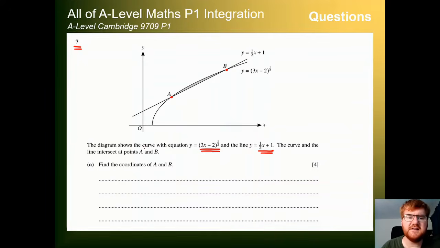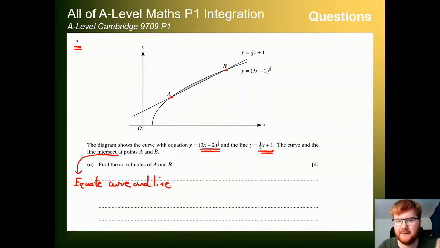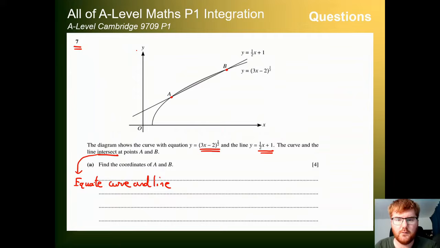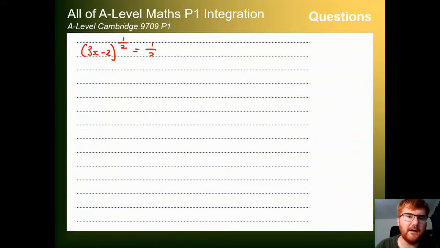So as soon as I see this word intersect, I'm already thinking to myself, equate curve and line in this case. So that's my trigger word. I'm looking for the word intersect, and usually it means some kind of equating curve and a line. So what do I mean by equating curve and line? Well, I make the curve, 3x minus 2 to the power of a half, equal to the line, a half x plus 1.